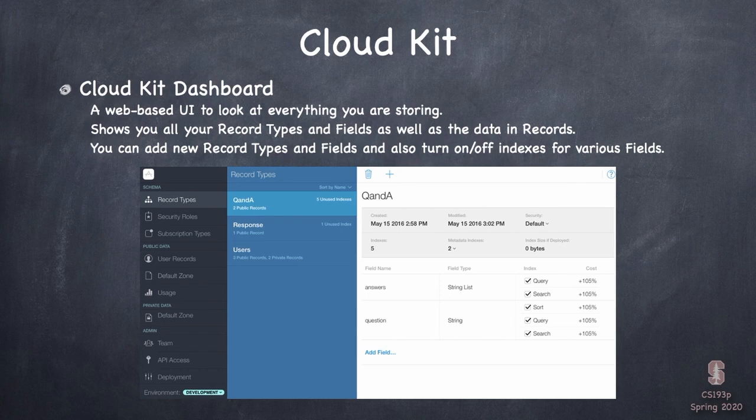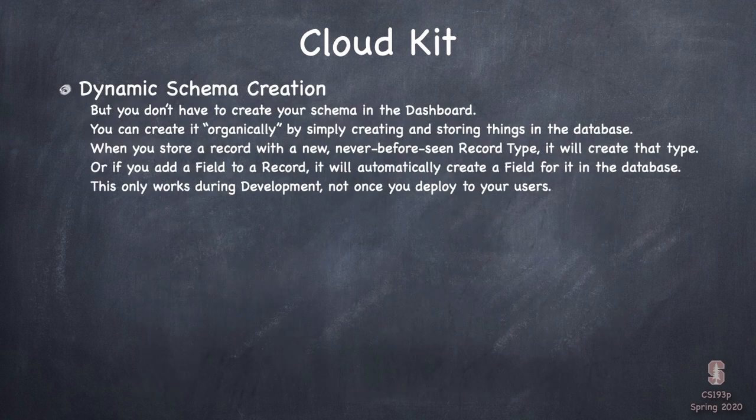So this is kind of old, but it's still same idea what's going on up there, which is that you are looking at all the records and record types that you have, and you're even marking them. You see on the right there where it says query, search, sort, query, search. You're marking which things you want to be able to query and which things you want to be able to sort on, etc. You can add record types and fields and all that stuff here, although you usually don't do that, because something very interesting about CloudKit when it comes to adding record types and fields, which is that it has dynamic schema creation.